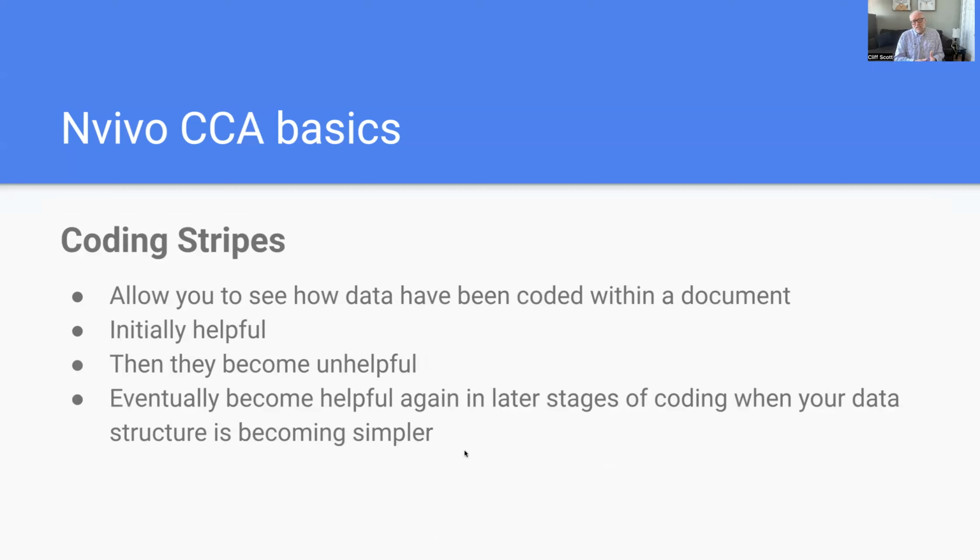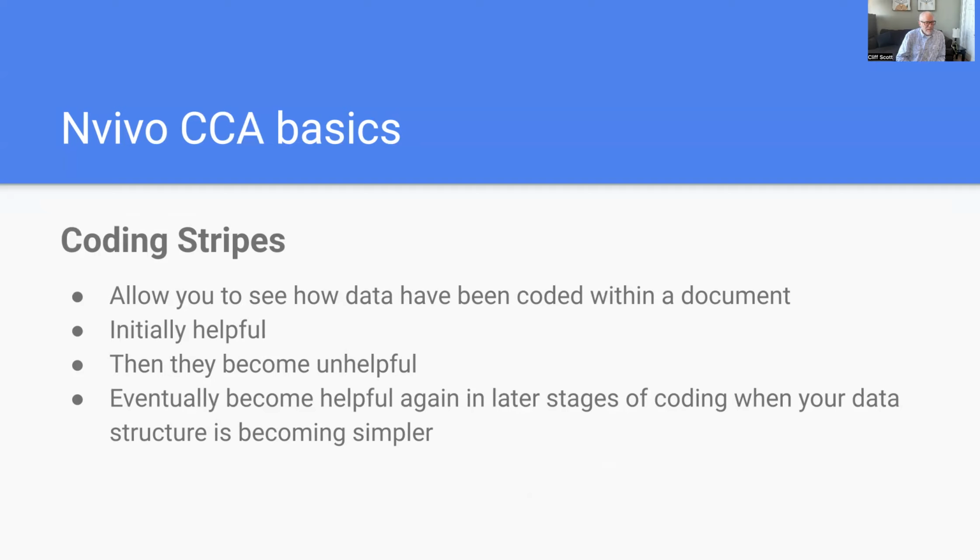The last thing that I'll mention is coding stripes. One of the things that I've noticed is they can be a useful thing, for me at least, in the process of coding, where I'm going through a document and I can see that things that are this color are associated with this category, and this color, this other category.